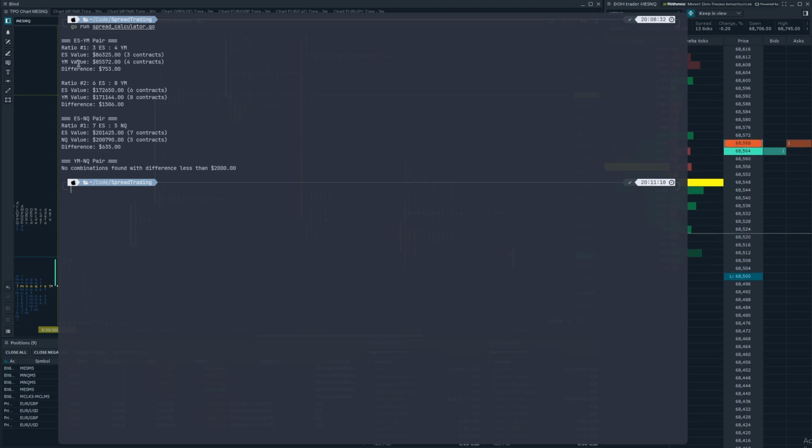Because the ES value is at 86,325, that's 3 contracts. The YM value would be 85,572, 4 contracts. So the difference is $753. Now that's pretty good as far as the difference. You're not going to get it to the dollar amount like you can with Forex. And I'll be showing you that later in the future.